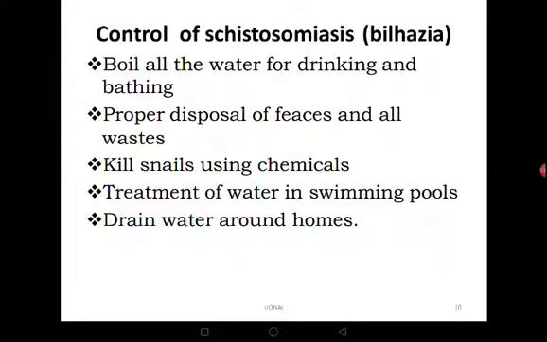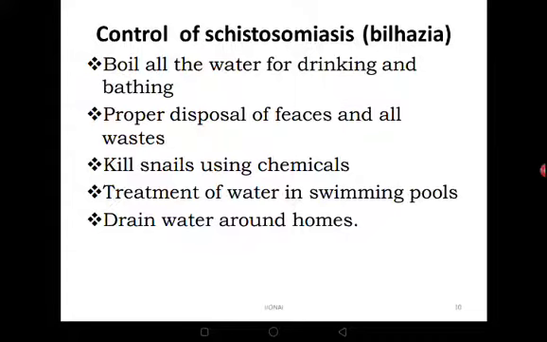Great. So let's look at how we can control the bilharzia, schistosomiasis. One, of course, boil all the water for drinking and even bathing, especially if you are living in an area which is having a lot of snails. Don't even trust water for bathing, especially if it is from the well or from the lake. Don't trust. Proper disposal of feces and all human waste, urine and so on.